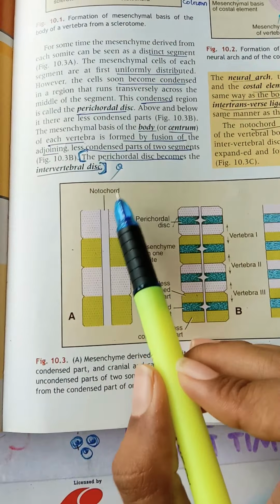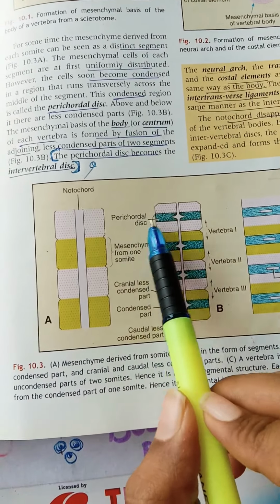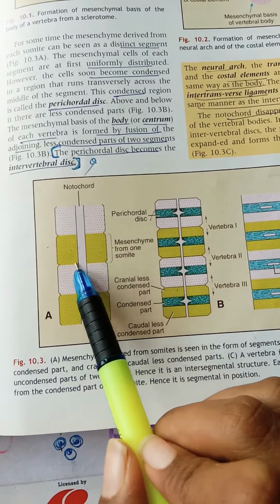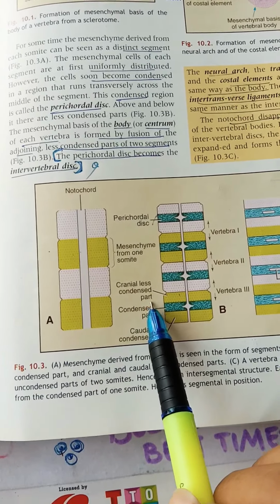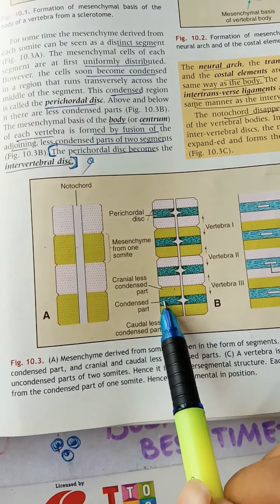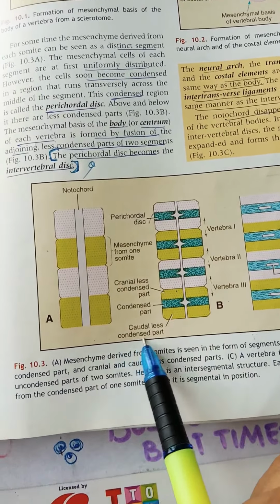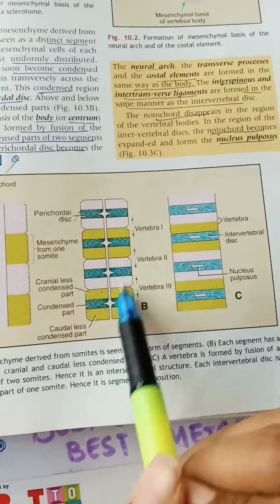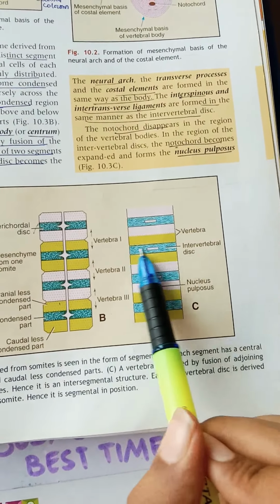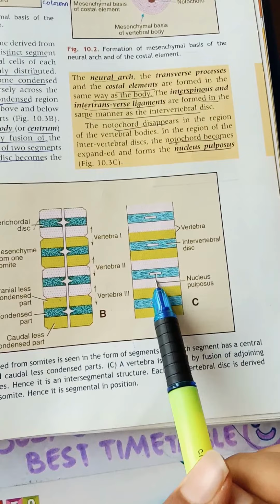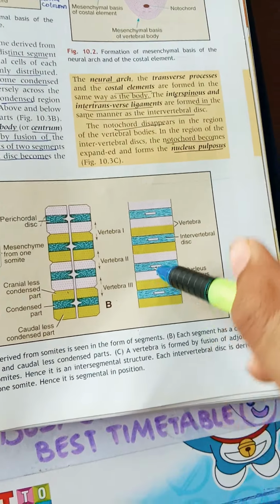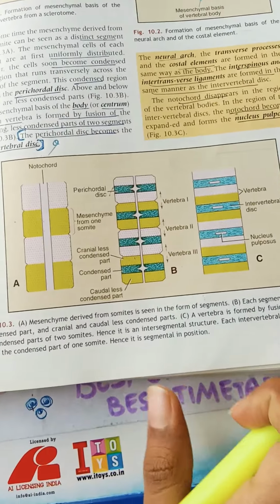In the diagrams, you can see the notochord, perichordal disc, and mesenchyme from one somite: the cranial less dense part, the condensed part, and the caudal less condensed part. You can see how the vertebrae are arranged, and this is the intervertebral disc in between them, and this is the nucleus pulposus, which is a remnant of the notochord.